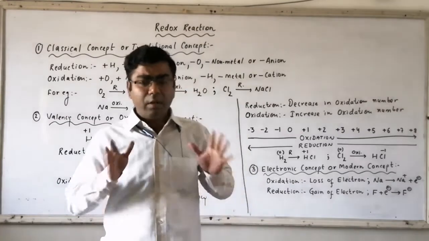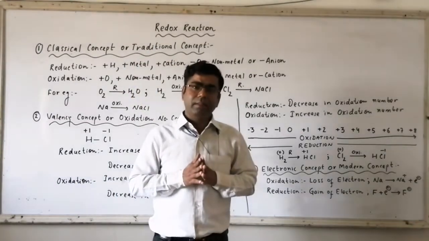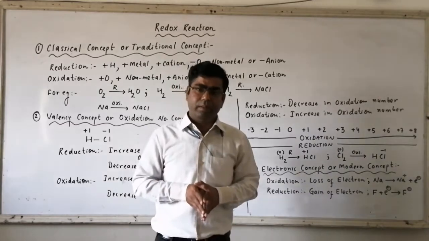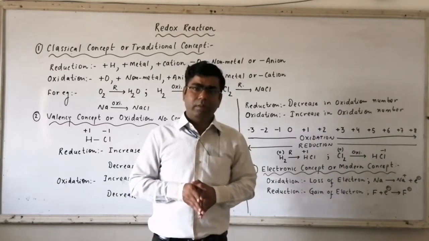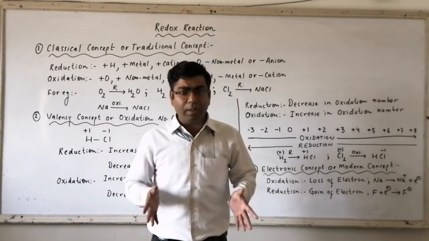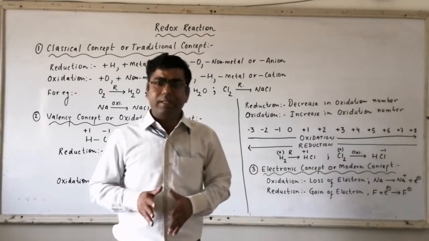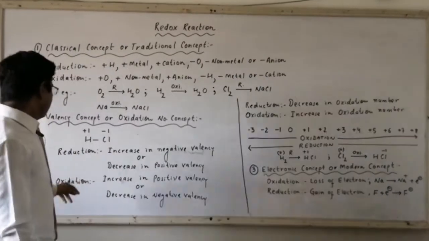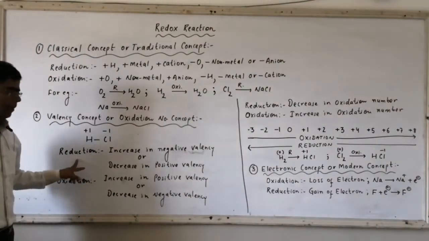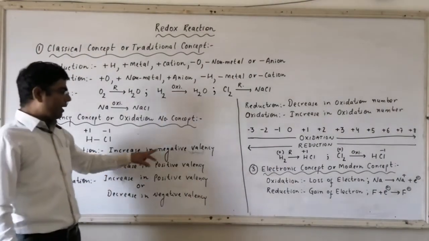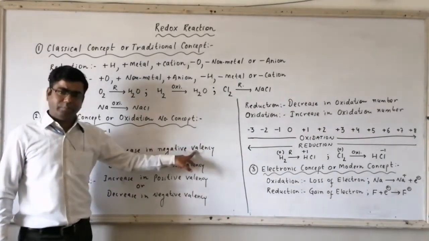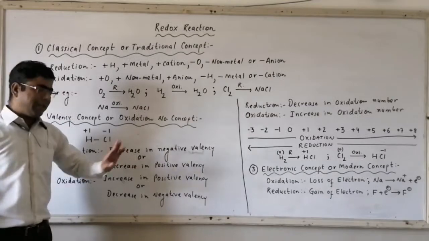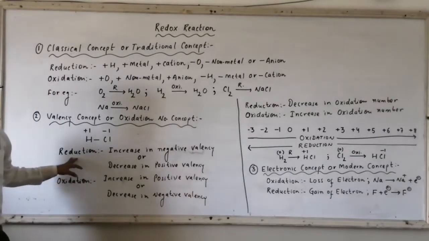So what is valency? Valency is simply the combining capacity of an element. And what is oxidation number? Positive valency or negative valency is called oxidation number. Now, about reduction: an increase in negative valency or a decrease in positive valency is called reduction.